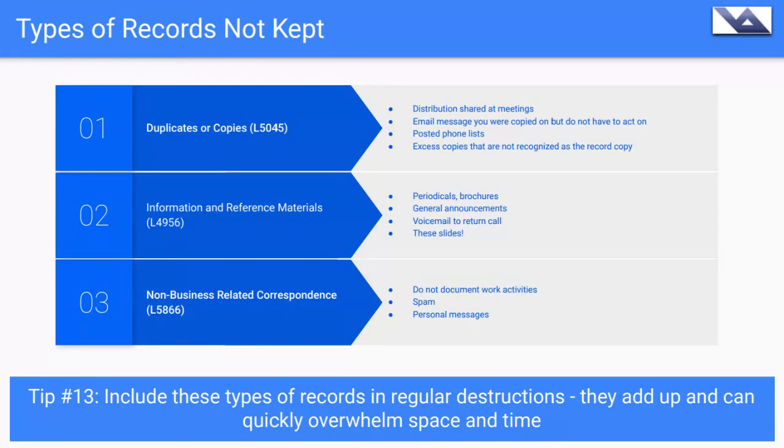For things like duplicates, you need to recognize who is responsible for keeping the official copy. Not everybody thinks that they have the duplicate. Someone has to have that official copy. So communication is always important, and again, another plug for a records officer to help out with that. And then tip 13 is to include these types of records in regular destructions. They can so quickly add up and overwhelm space and time. If nothing else, keep them together.